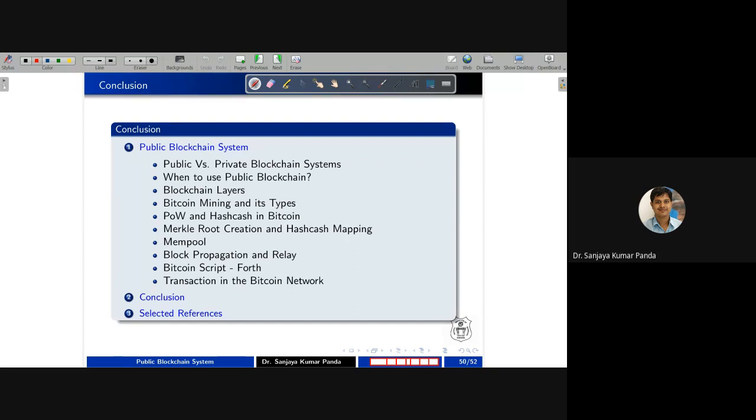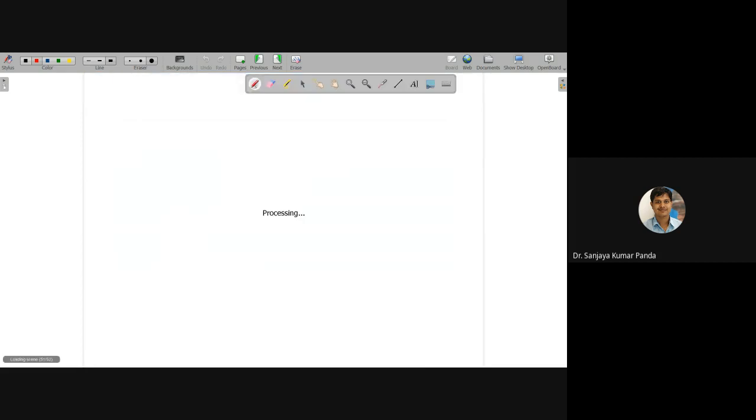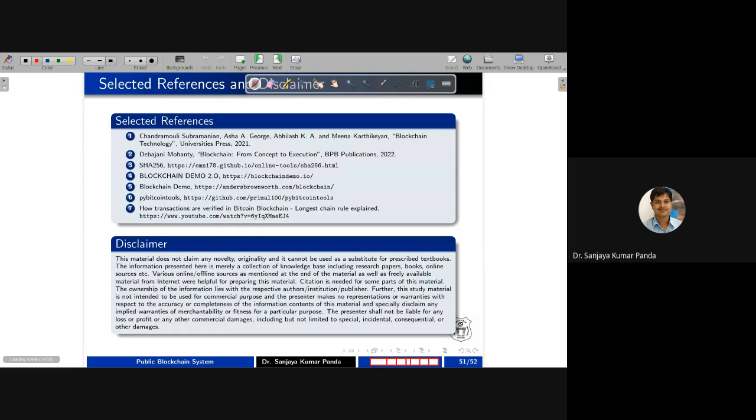We have seen two examples of Merkle root. We have seen how the transactions are done in the case of memory pool. We have also discussed zero confirmation transaction, one confirmation transaction, two confirmation transaction, and we have seen two examples with respect to Bitcoin script. And the last one, we have discussed how to make a transaction with the Bitcoin network. So these are the references.